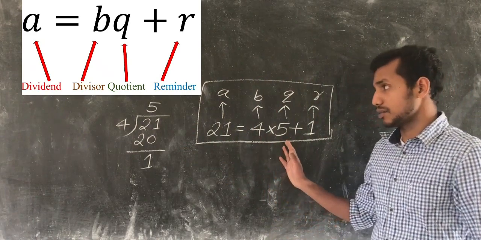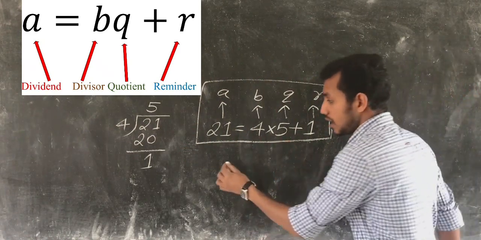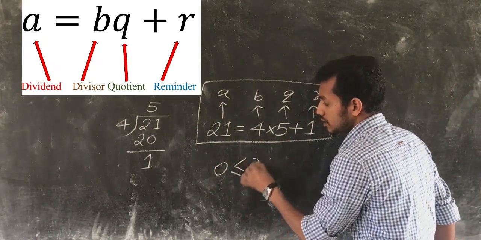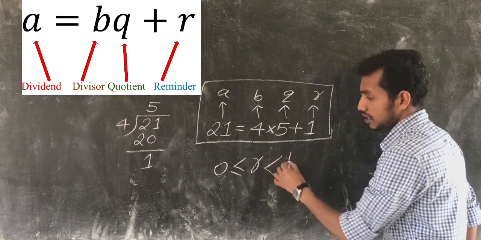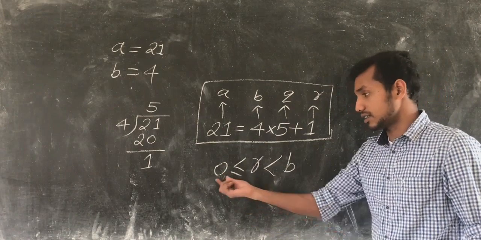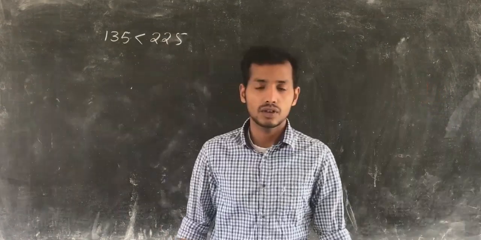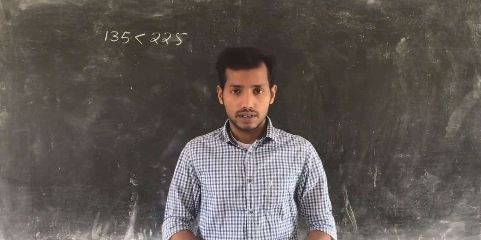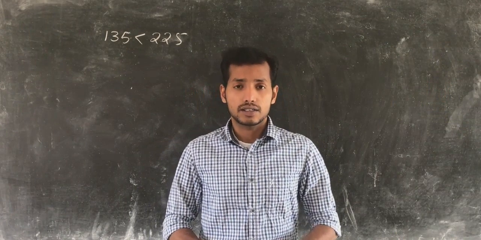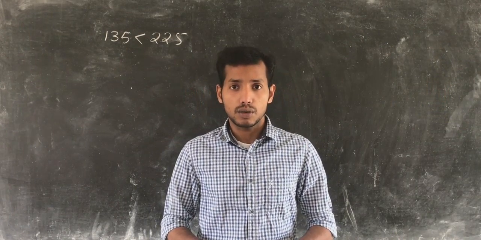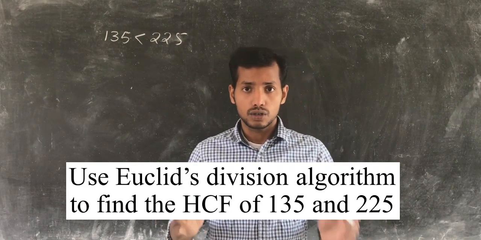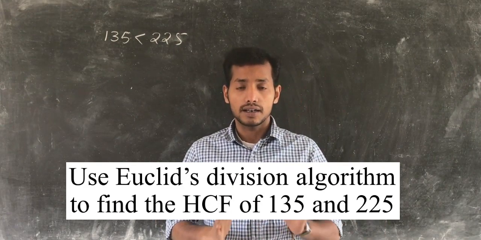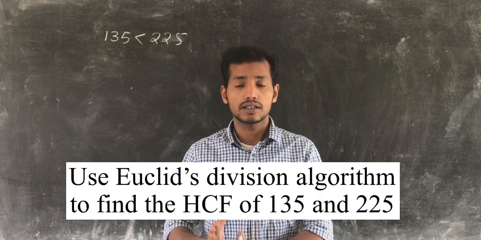Any number we can represent this way. The necessary condition is that r should be greater than or equal to 0 and less than b. This is the range of the remainder. That's all. Let's start to solve the exercise questions. Exercise 1.1, question number 1. Use Euclid division algorithm to find the HCF of 135 and 225.